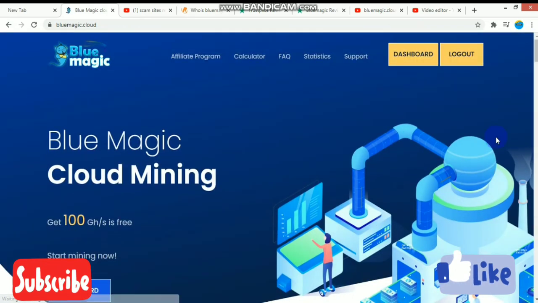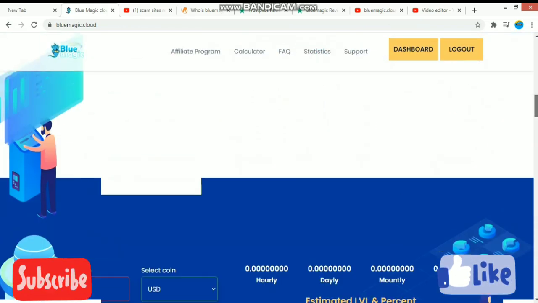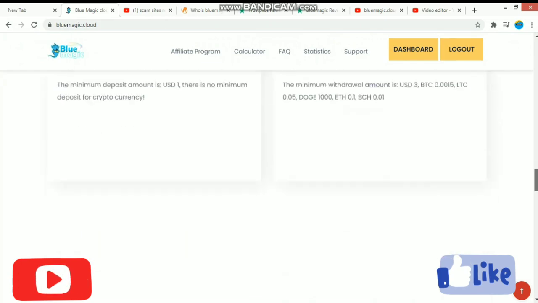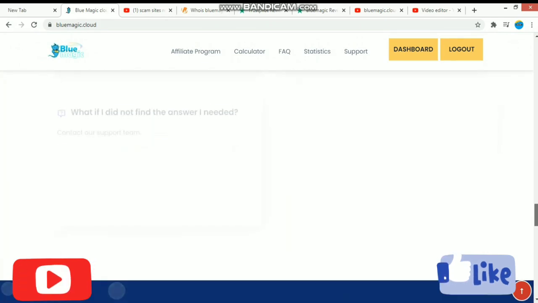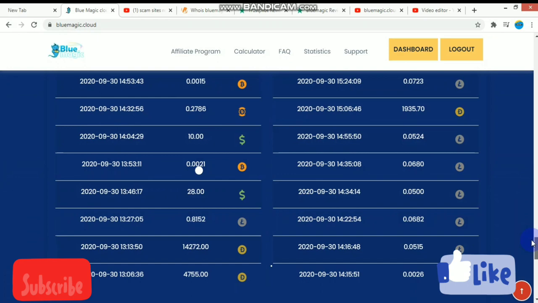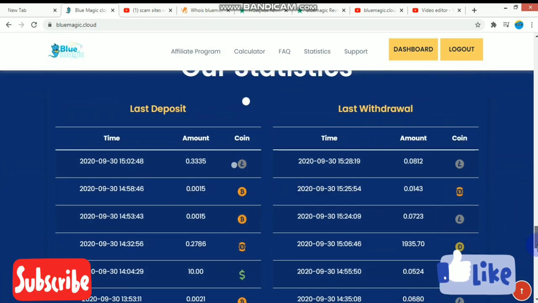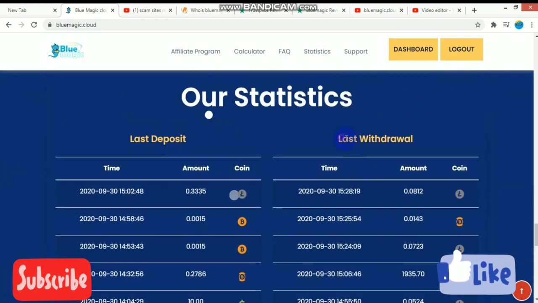So yeah, the payment proofs I'm talking about. They said last withdrawal. This is the last withdrawal, guys. This is the amount of Litecoin, this is the time, this is the amount of Bitcoin, I think, the amount of Litecoin, Dogecoin and stuff like that. But I want to see if these payment proofs are actually scam or legit, guys.